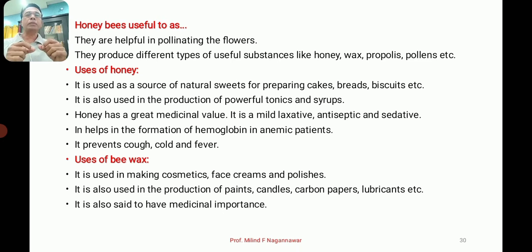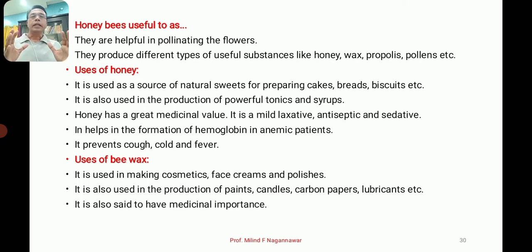But apart from that, the most important part during this process is the pollinating of the flowers. Though the honeybees collect the nectar and pollen for preparation of honey or other substances, during this process the very important part of their life activity is carried out, that is the pollinating of the flowers, which is the most important part. Without pollination, we will not get the varieties or the diversities of the plants.